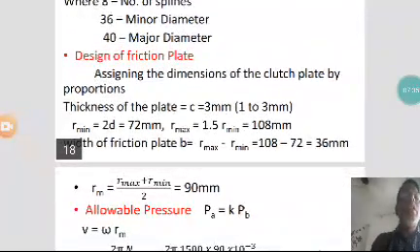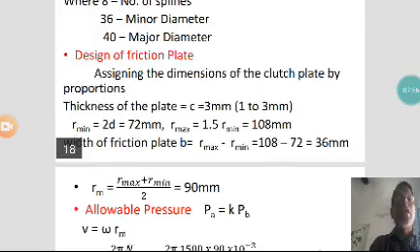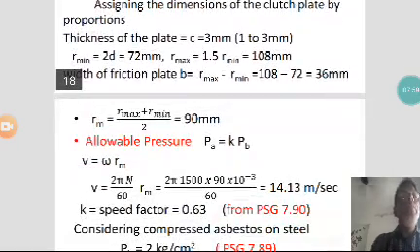Generally there are standard proportions. R minimum is 2D and R maximum is 1.5 times R minimum. By that relation you can find out R minimum and R maximum, and once you get them, the difference of these two is the width of the friction plate, so that also you can calculate. Then you can calculate the mean radius, which is required for further calculation: R mean is R maximum plus R minimum divided by 2.